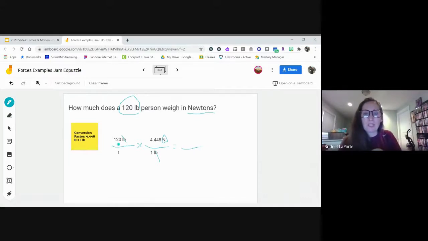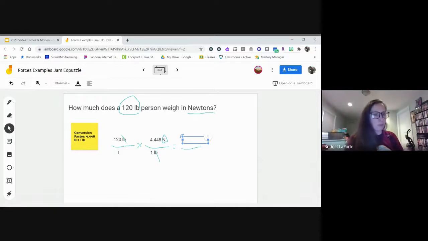Remember, our last step of DA says to multiply across the top, get an answer, multiply across the bottom, get an answer, and divide the two. You can probably already see that we're not really going to need to worry too much about division, but we'll do good form and practice by making sure we include all of that. Ms. Laporte's going to do the math, so hopefully you are doing the math right now as well, if you haven't already. And when you multiply those, we should end up with 533.76 newtons.